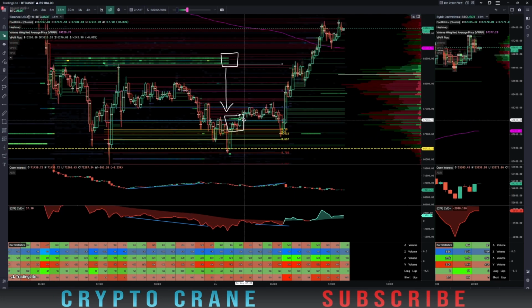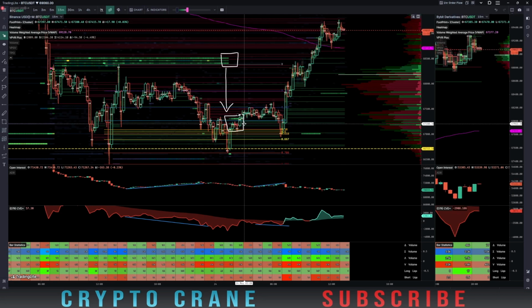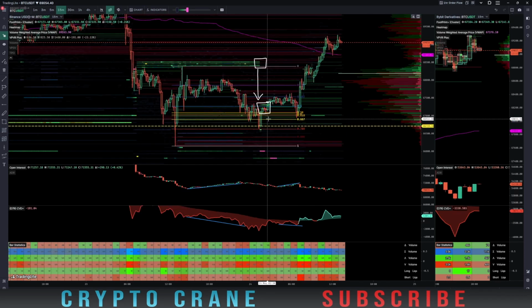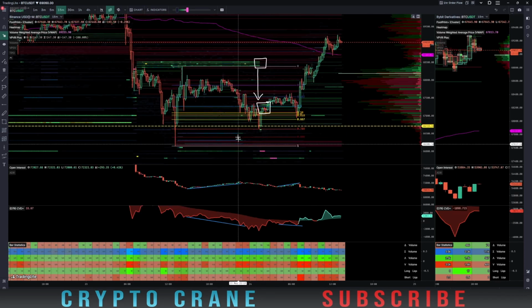So yeah, this is another good example of why whales don't always know what they're doing, and to always let price come to your order. Never move your orders to try to chase price like he was doing right here. And it wasn't only him. Across Binance, they were bottom shorting.